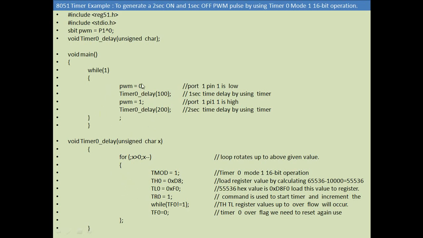Once the 100 times is completed, it comes back here and sets high one more time, and again it goes to the timer0 delay, and the delay program will come here. So it will continuously execute. It will generate a PWM pulse with a 66% duty cycle.